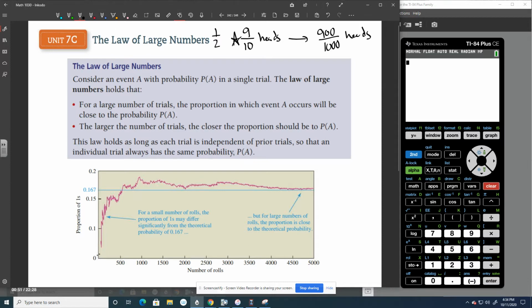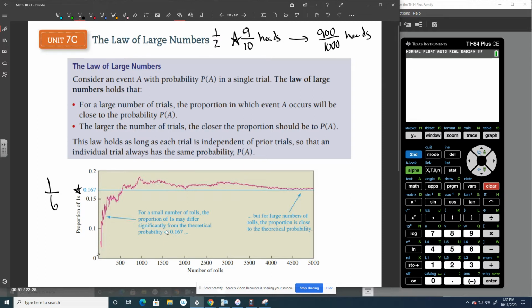Now, this holds true as long as each of these trials is independent of the other trials. Okay, so down here you've got kind of a diagram of somebody rolling a dice. Now, they obviously didn't roll the dice 5,000 times. They used a computer program, but in the beginning, the probability of getting a 1 is 1 out of 6 chances. So you expect right here, 0.167.